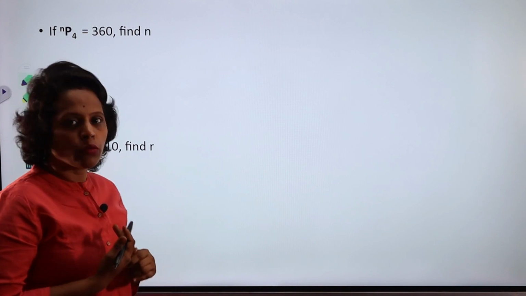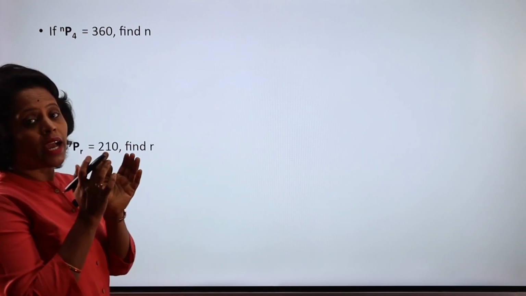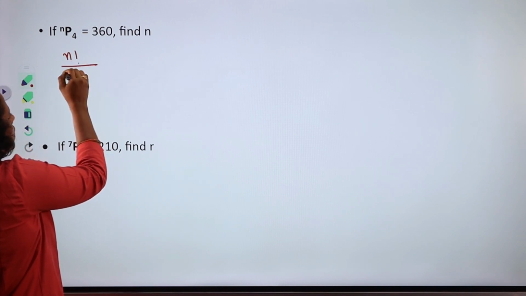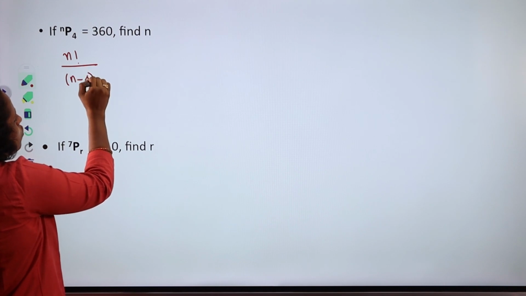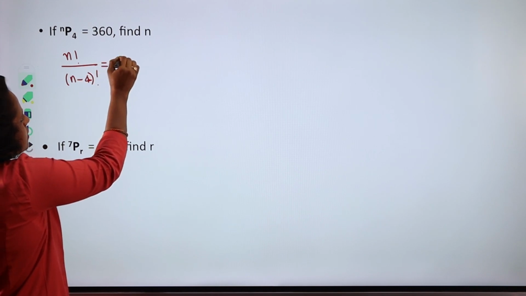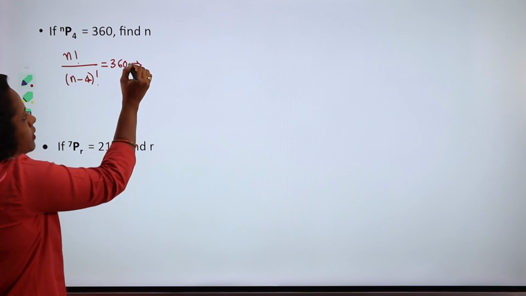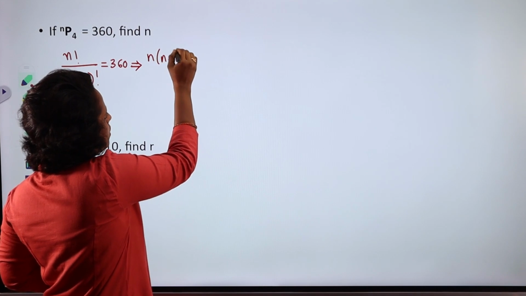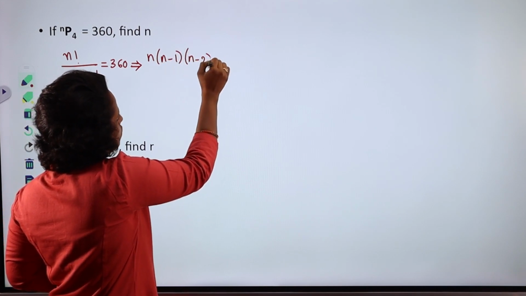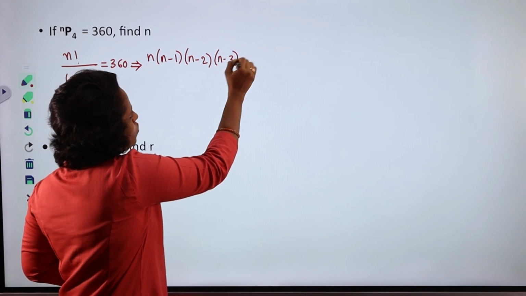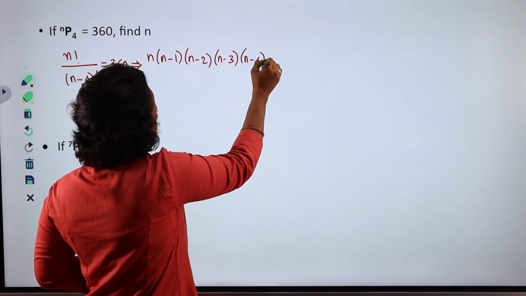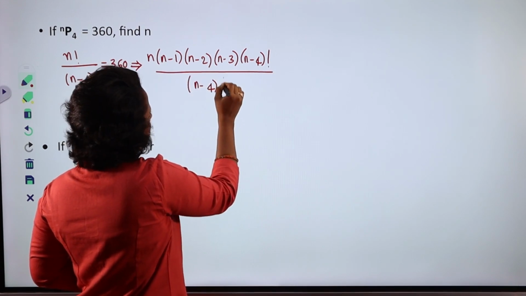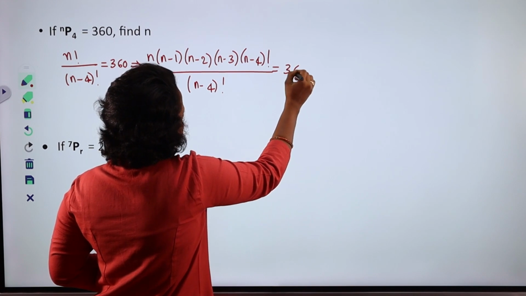If nP4 is equal to 360, find n. We are given an equation nP4 equal to 360. What is nP4? n factorial divided by (n minus 4) factorial is given as 360, right? As you have seen in the earlier video, n factorial can be written as n into (n minus 1) into (n minus 2) into (n minus 3) into (n minus 4) factorial, divided by (n minus 4) factorial, which will be equal to 360.